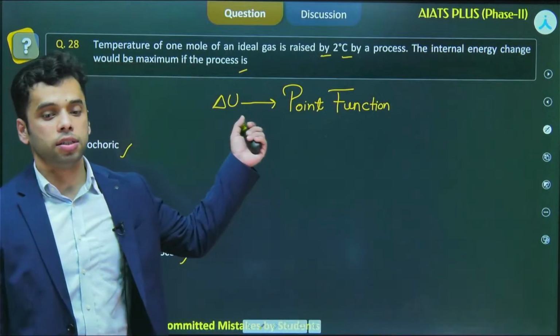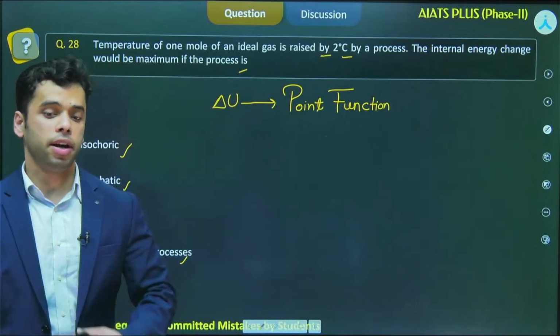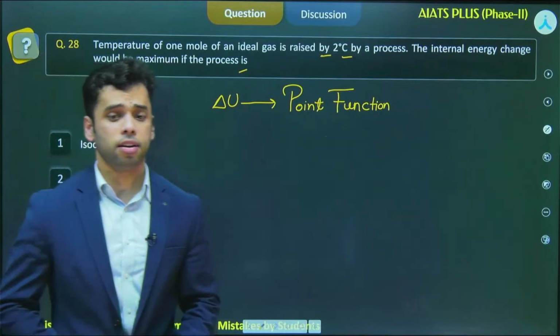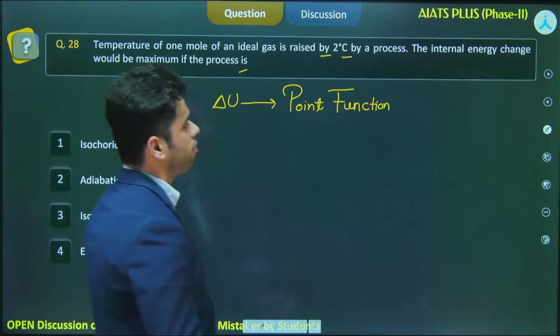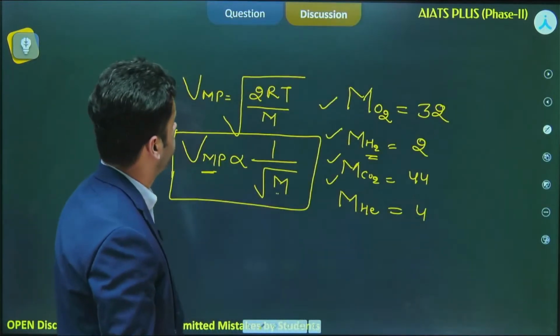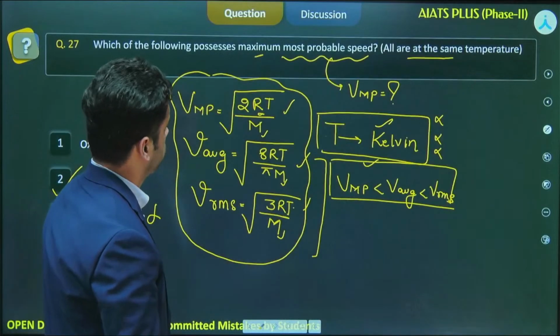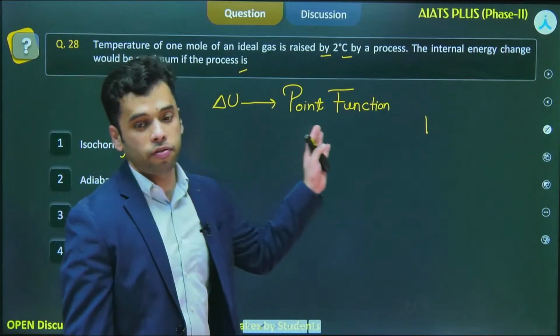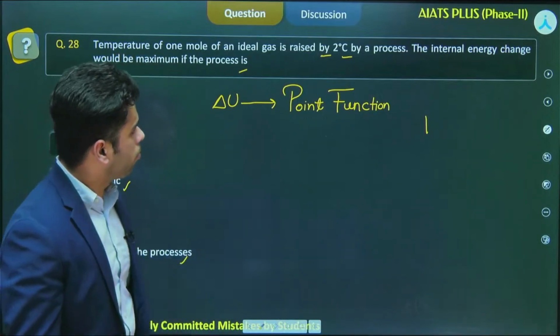What is the meaning of this? Delta U is a point function. Okay, someone is commenting the answer, isobaric. Someone is commenting a trick, RAM, for the previous problem. Very well. Delta U is a point function. And what is the meaning of point function?